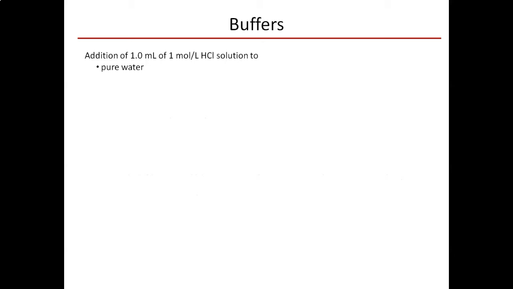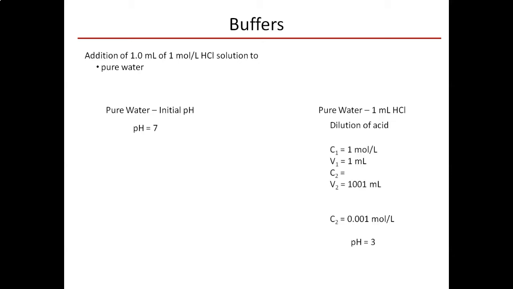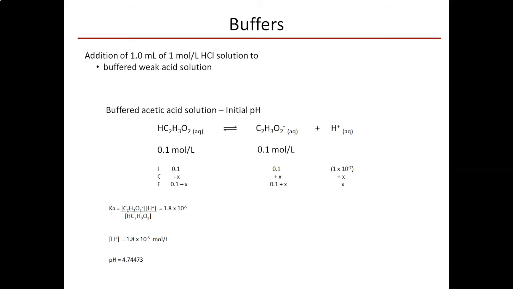Now, let's look at the impact of having a buffered system. Let's say I have 1 liter of pure water, and I'm going to add 1 milliliter of 1 mole per liter HCl. Initially, my pure water has a pH of 7. But adding the acid to pure water is like diluting the acid. So I would change the concentration of the acid from 1 mole per liter to 0.001 moles per liter, which would cause its pH to become 3. And so the addition of this 1 milliliter to a liter of water causes the pH to go from 7 to 3. What about in a buffered solution?